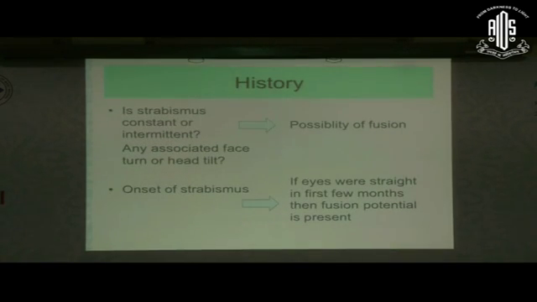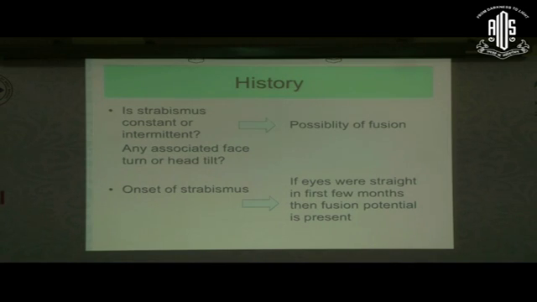So like everything in clinical medicine, we start with history. We want to know if the squint is constant or intermittent. Because if it is intermittent, then during the time when there is no squint, the patient has fusion. Any associated face turn, head tilt, because if there is an abnormal head posture, it's for fusion. You also want to know about the onset of strabismus. If the eyes were straight in the first few months of life, and then the squint started at, say, 8 months of life, all those 7 months, the child was using the eyes together.